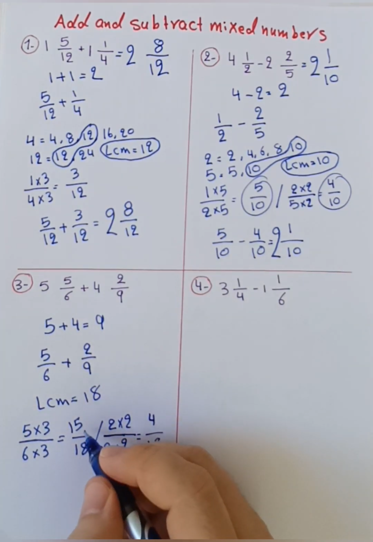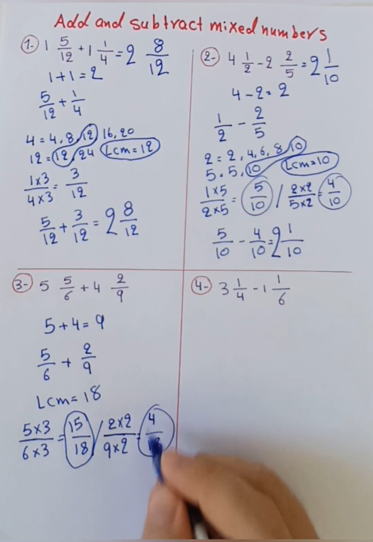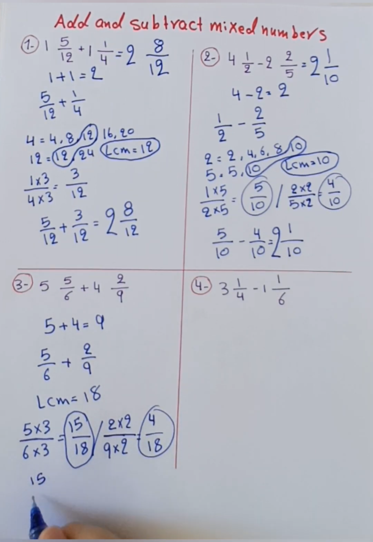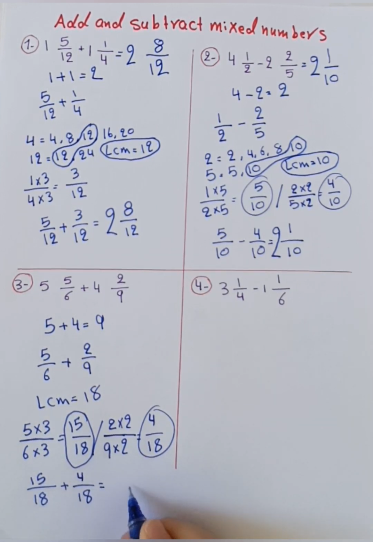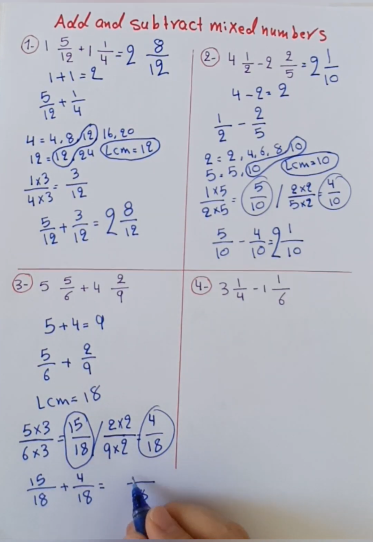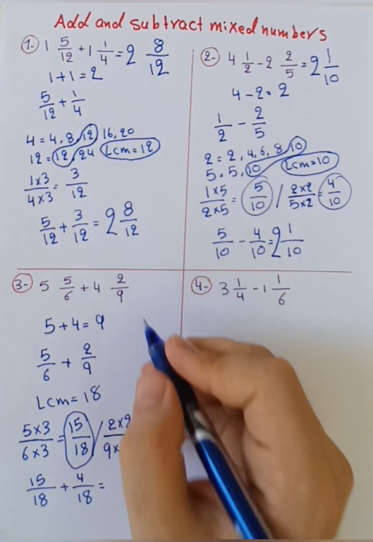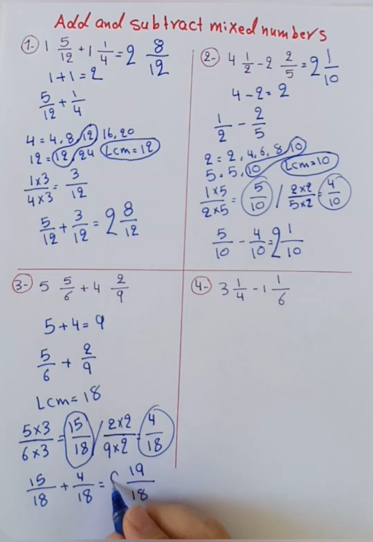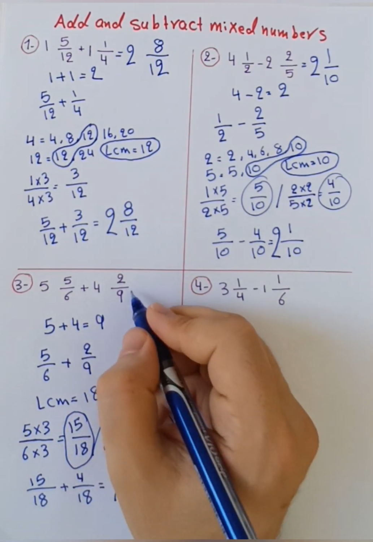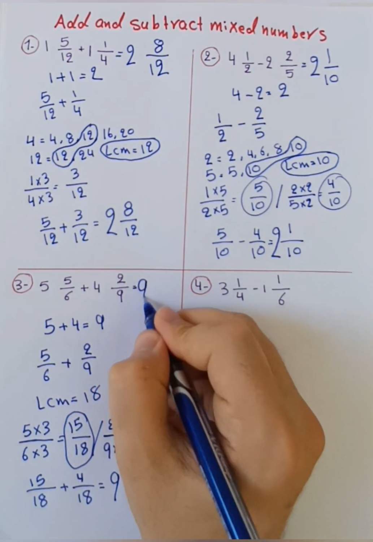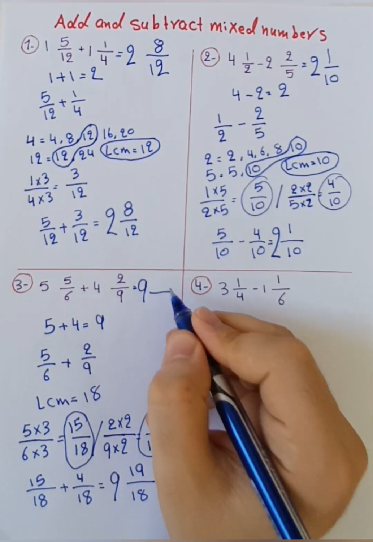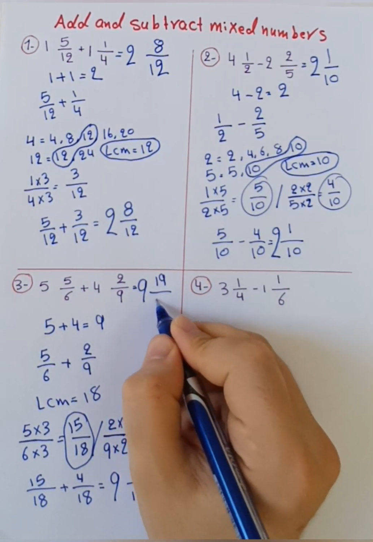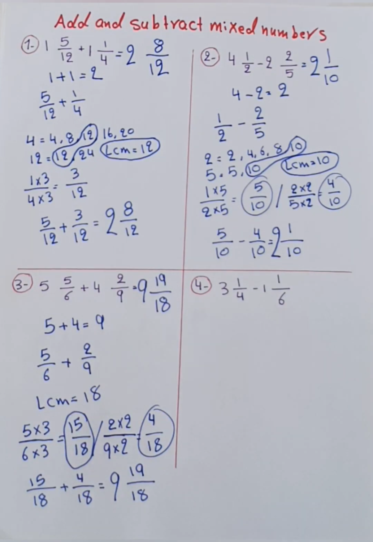Now we have to add these two fractions together. 15 out of 18 plus 4 out of 18. We write 18 as the denominator, and then 15 plus 4 equals 19. So the whole number is 9. We have to write 9 in front of the fraction. So the sum of these two mixed numbers is 9 and 19 out of 18.